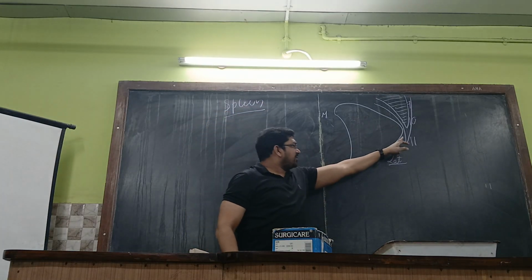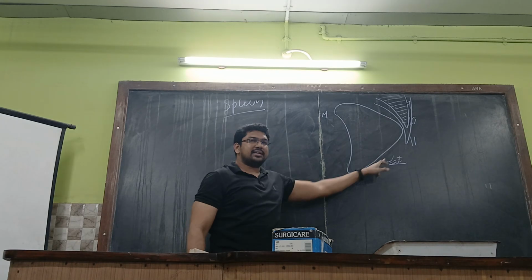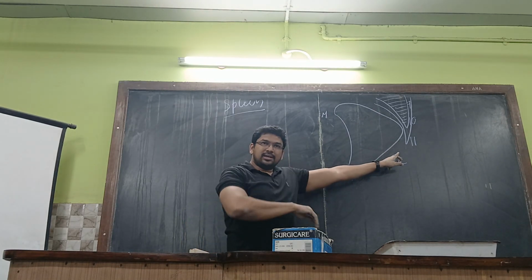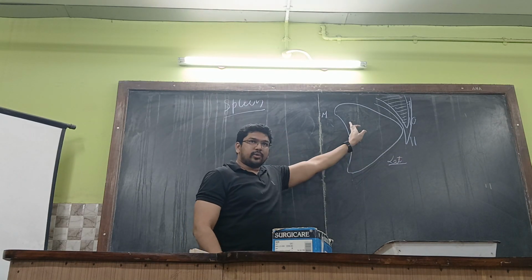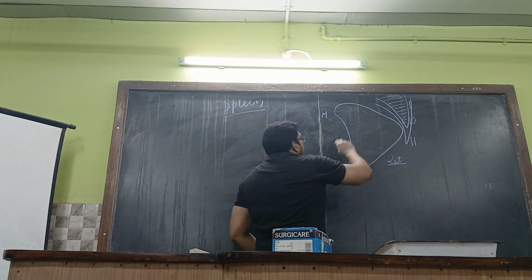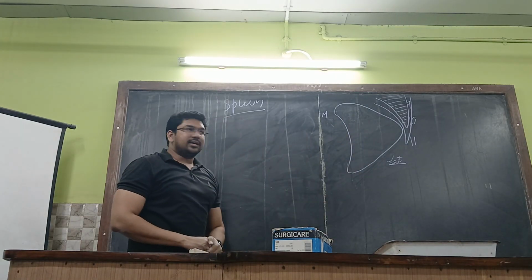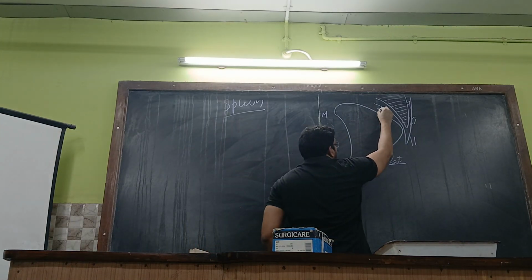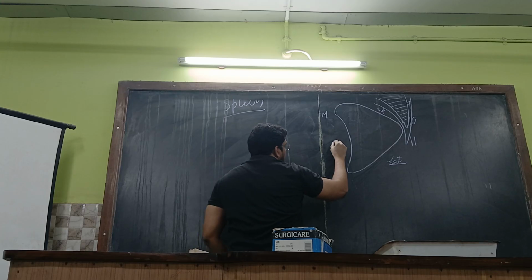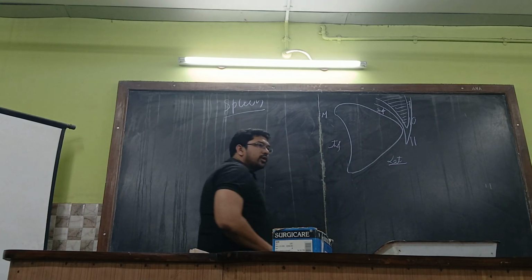So this is the lateral end, which is the broader area over here, just like the base of a triangle. There are a few borders of the spleen. Towards the upper aspect, this is the superior border. Towards the lower aspect, this is the inferior border.